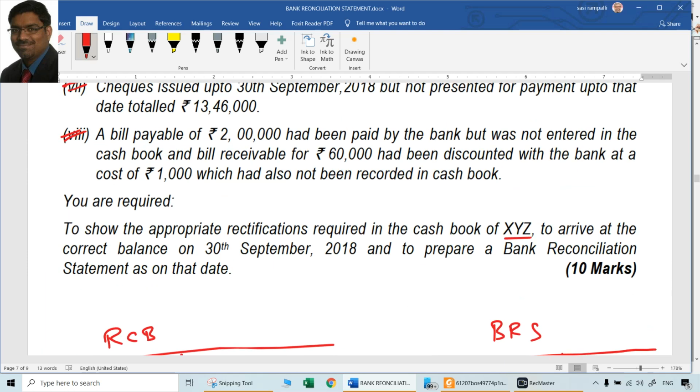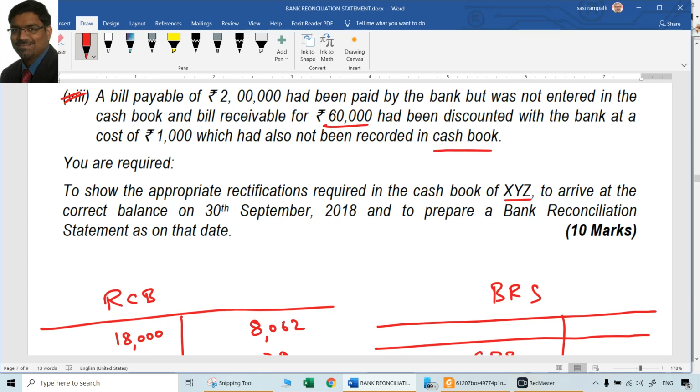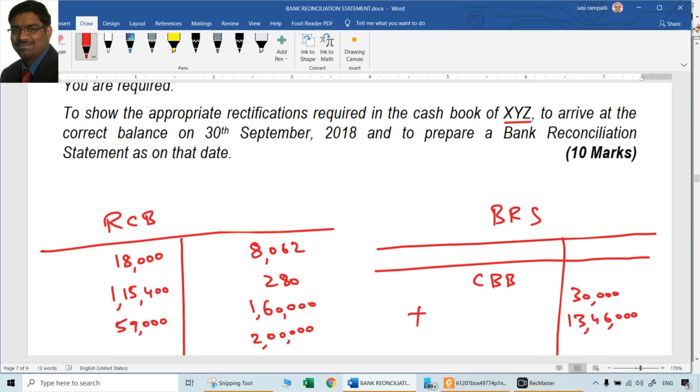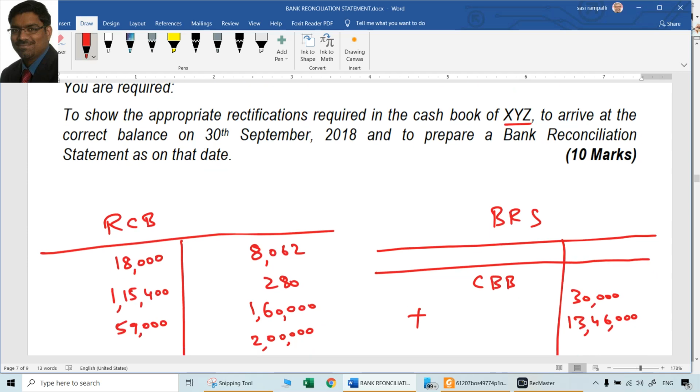Also another thing is, a bill receivable for 60,000 was discounted with the bank at a cost of 1,000 rupees, which had also not been recorded in the cash book. We did not record that at all. Of course, how much would we have received here? We would not have received 60,000 in the bank column of our cash book. How much should be recorded? Not 60,000. Only 59,000 should be recorded, which we did not record. We discounted that. We would have received 59,000 rupees from the bank, but we did not record that earlier. Now we are recording it, which is 59,000.